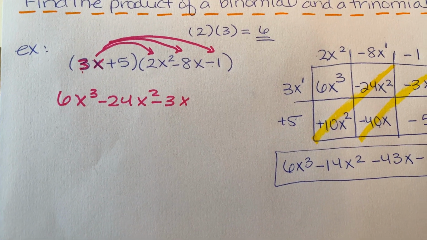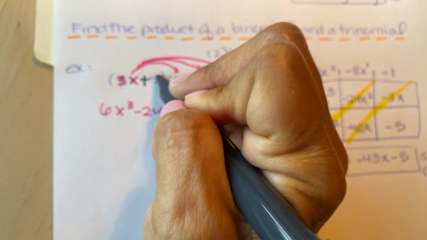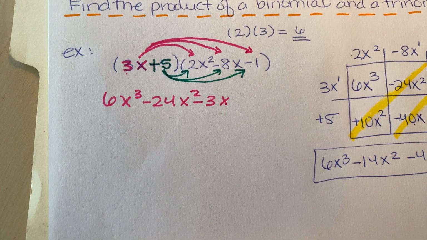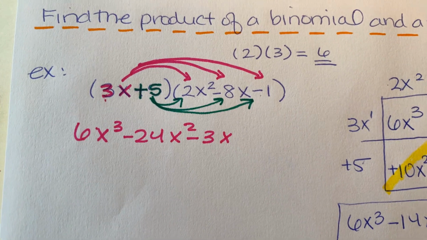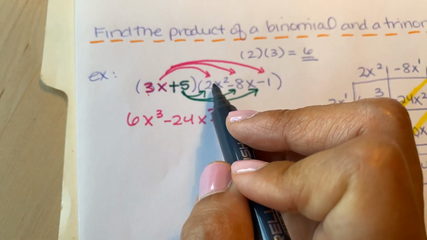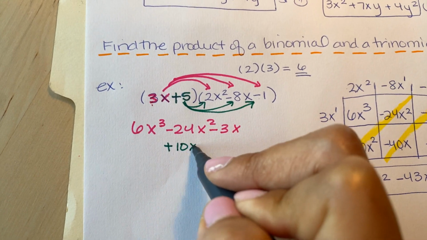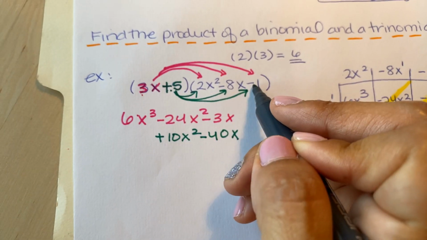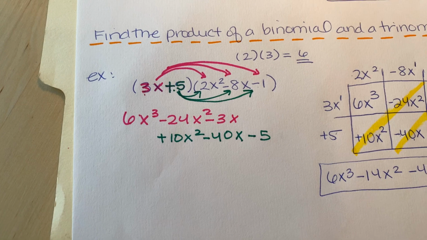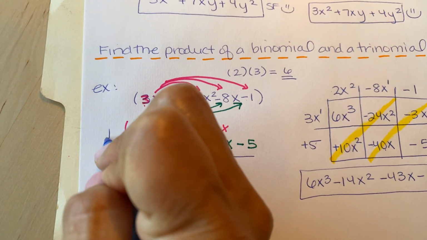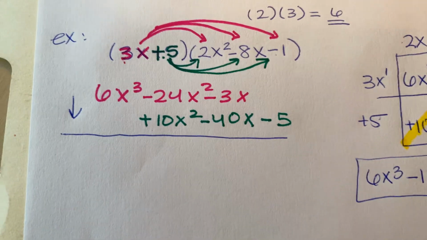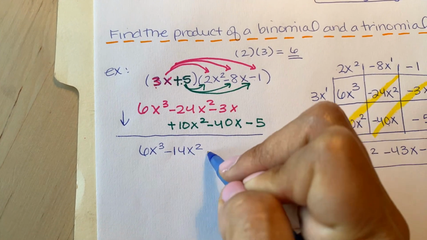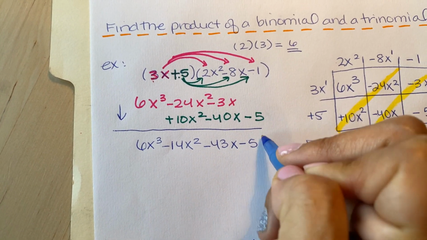Okay, so then let's go ahead and take the second one. Positive 5. Multiply. Now we could even vertically stack it if you like the vertical format. So positive 5 times 2 is 10x squared. Positive 5 times negative 8 is negative 40x. Positive 5 times negative 1 is negative 5. And so you have it vertically stacked, and now you can just go ahead and combine downward. Okay, so 6x cubed minus 14x squared minus 43x minus 5.